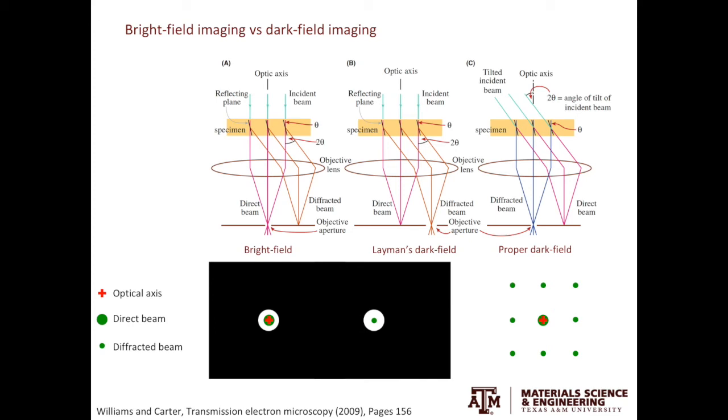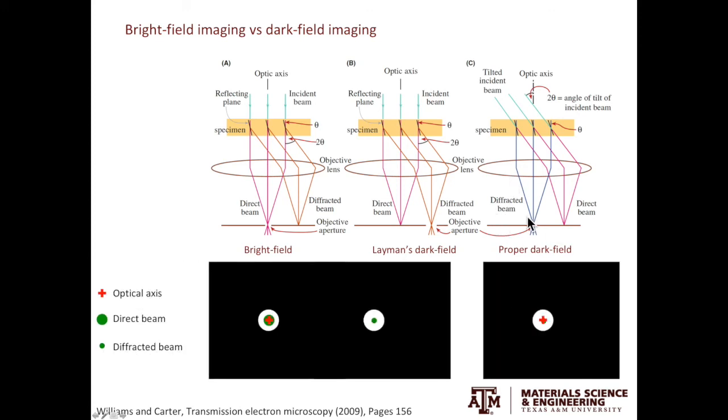The proper way is to perform a function called the dark tilt inside TEM. Essentially, you tilt the diffracted beam along the optical axis. Then you insert the objective aperture to form the image.